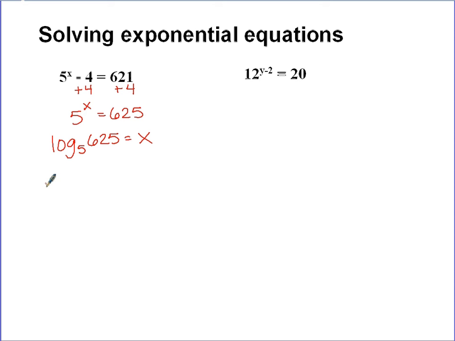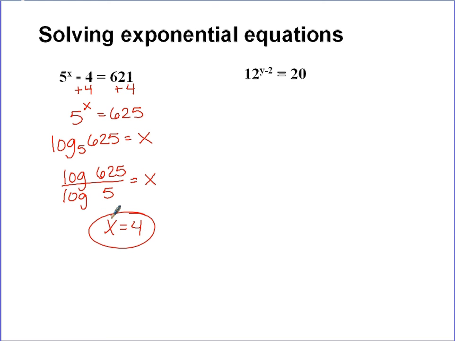Okay, so now how do I calculate log base 5 of 625? Well, the way we calculate that is we do the change of base formula, which says this is equal to log of 625 divided by log of 5. And that is something I can calculate on my calculator. So I type in log 625 divided by log 5, and I get 4. So x equals 4 in this case.